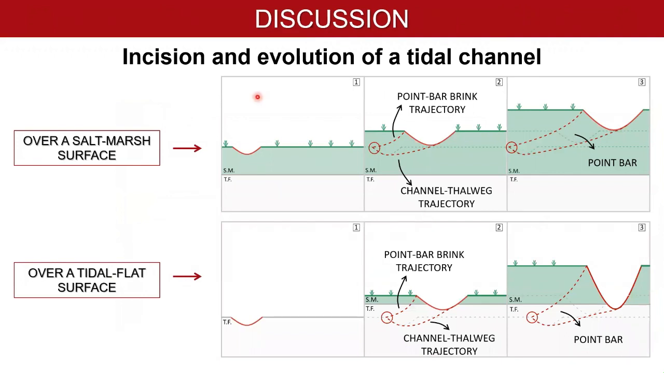So we propose a conceptual model that describes the 2 limit scenarios of incision and evolution of a tidal channel. The sketch displays idealized stratal geometries generated by the lateral shift of the point bar brink and the channel talweg under aggradational conditions. Here, we can see the incision and the following development of a tidal channel over a salt marsh surface. Here, instead, we can see the incision and evolution of a channel over a tidal flat surface. In both cases, the red dashed lines show the point bar brink and the channel talweg trajectories that determine the point bar.